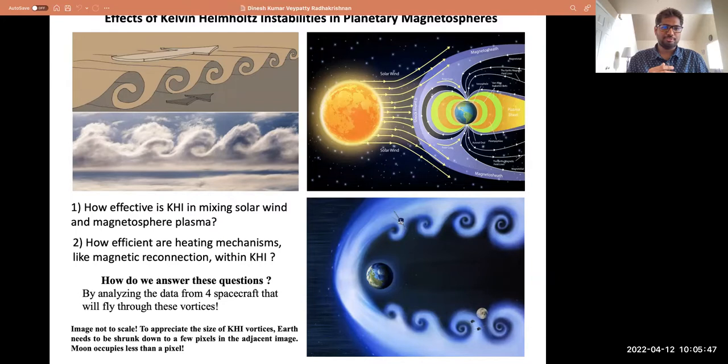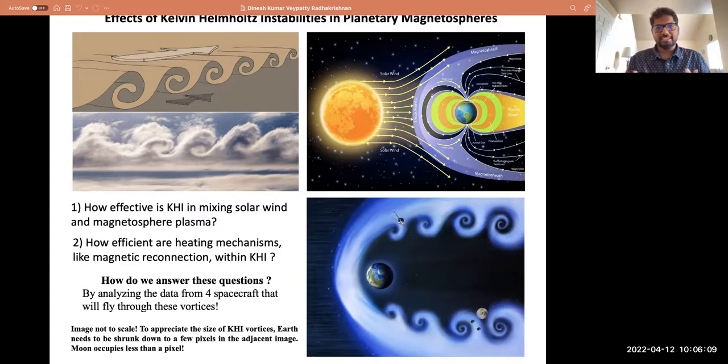It's what is responsible for the waves that you see in the ocean and also for the wave-like features which you see in the clouds over here. KHI is common not just in a planet's atmosphere, but also in its near space plasma environment called the magnetosphere. So when I say magnetosphere, I refer to this region confined within our Earth's magnetic field over here.